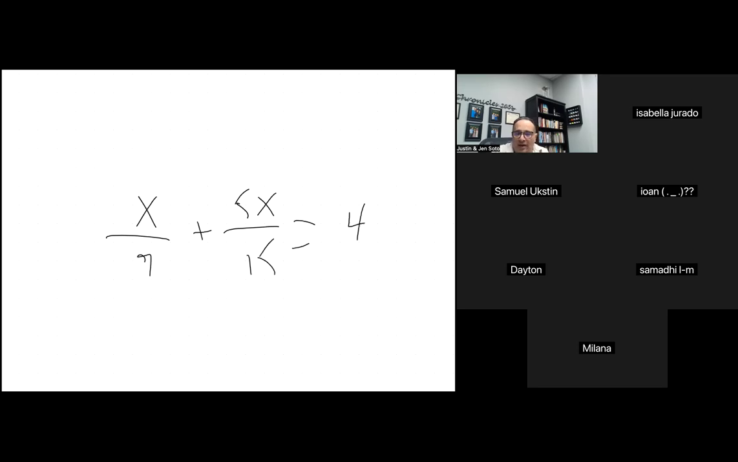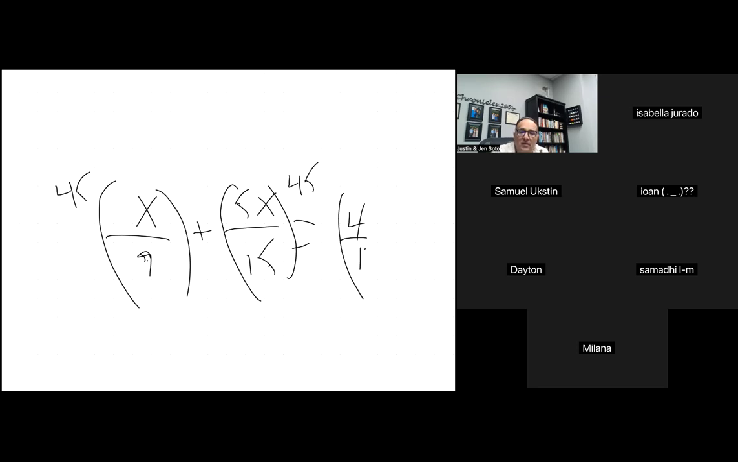Let me do number 10 really quick for you. We'll call it 4 over 1. The least common multiple of 9, 15, and 1 is probably 45. I'm guessing. 9 goes into 45 5 times. To clear out a denominator, you have to multiply by the least common multiple of every spot.